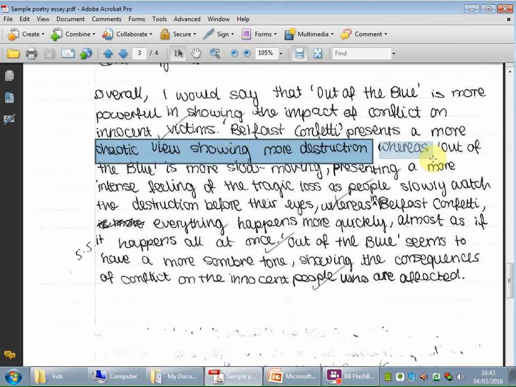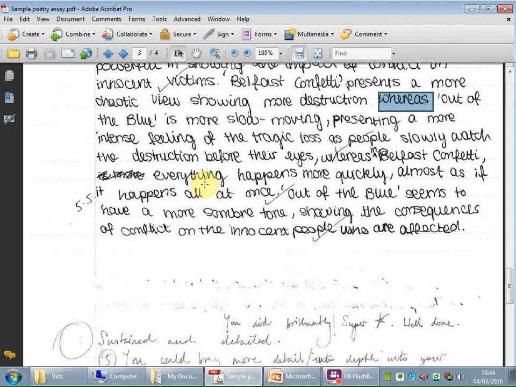Whereas, great word to compare, Out of the Blue is more slow-moving, presenting a more intense feeling of the tragic loss as people slowly watch the destruction before their eyes. Whereas, I've got too many whereases here, but it doesn't matter. The students have written loads in this essay, probably more than you'd expect in an essay of this amount of time, so you can forgive them for these odd lapses of expression. In Belfast Confetti, everything happens more quickly, almost as if it happens all at once.